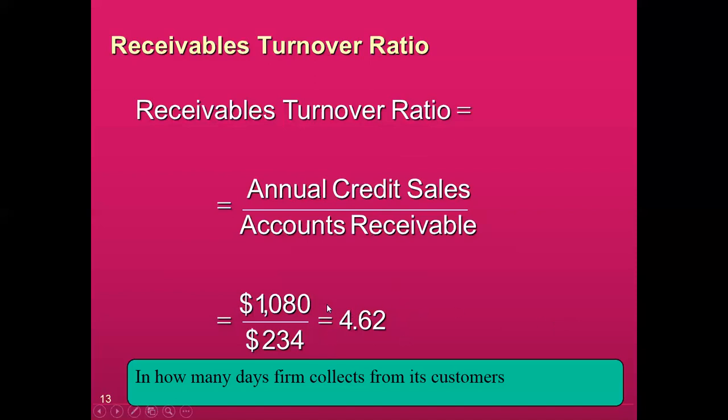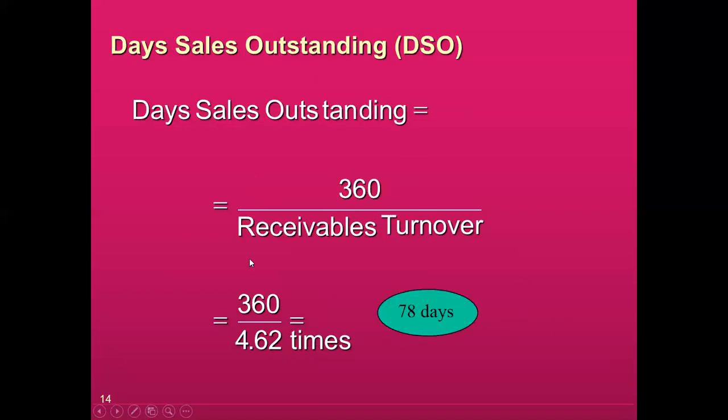Carefully see that whatever answer you take, the similar answer we will use over here. We will take the annual year. It's up to you; you can take 360 or 365. Whatever answer you calculated in the previous slide, you will divide 360 by 4.62. This will give you a conversion in terms of days. This shows that in 78 days, the company is able to collect its receivable from its customers. Again, I will show you in the coming slides that it is much better to convert turnover into days.